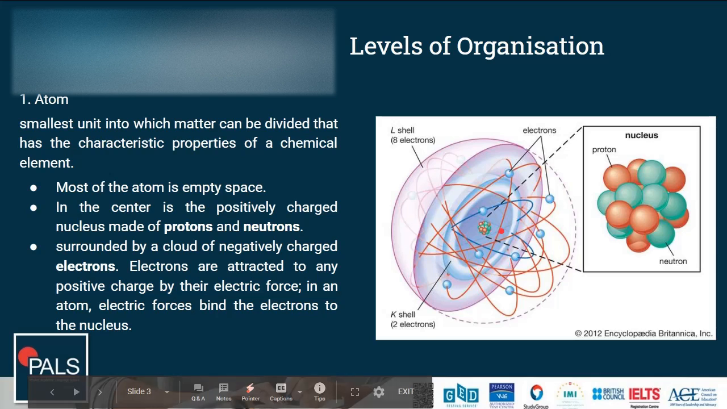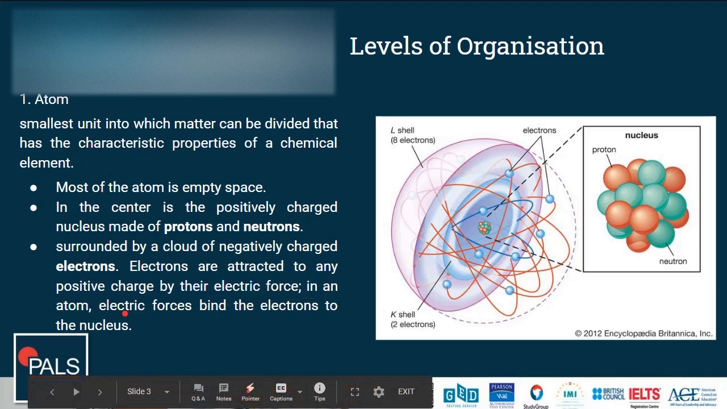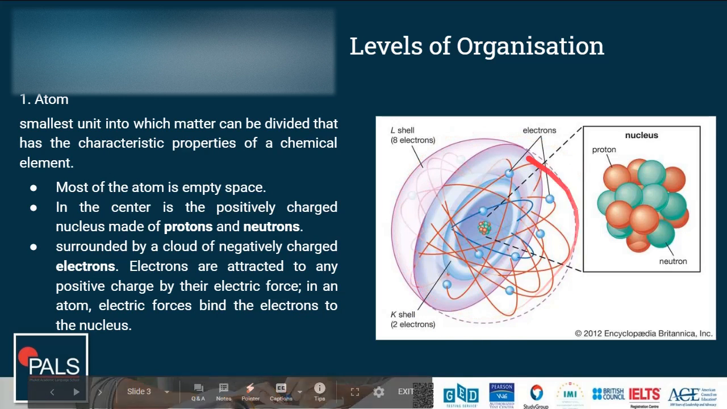The nucleus at the center of an atom is positively charged and made up of protons and neutrons, and the nucleus is surrounded by a cloud of negatively charged electrons. Electrons are attracted to any positive charge by their electric force in an atom. Electric forces bind the electrons to the nucleus, so they whiz around the nucleus and are attracted to it. The nucleus at the center of the atom is tiny compared to the remaining size of the atom, and most of the atom is empty space.